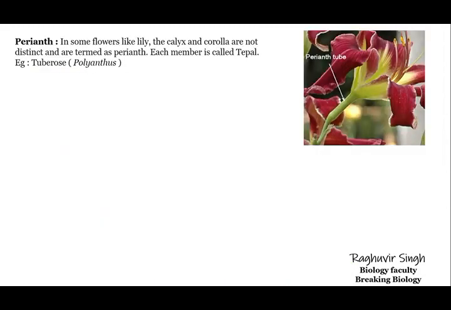Now there is another thing called the perianth. In certain flowers you won't be able to distinguish the corolla and calyx into separate units. Those flowers are said to have a perianth, as for example in the case of tuberose or polianthes. Now coming to the essential floral whorls. As you all know, there are two essential whorls of a flower, the androecium and the gynoecium.